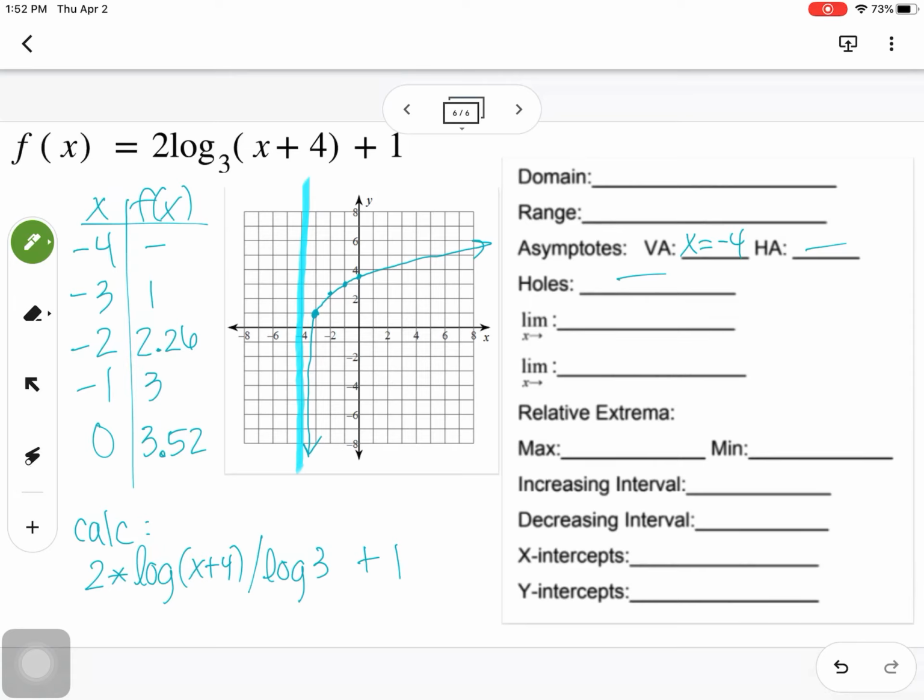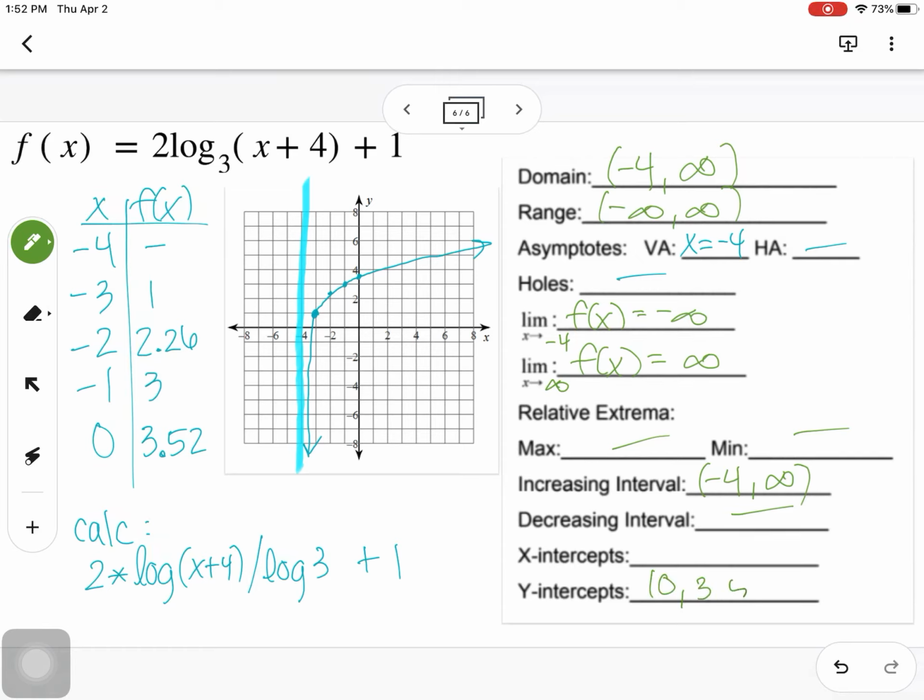For the domain, we could plug in anything to the right of -4 that we wanted. So it's from -4 to infinity, and it has to be a parentheses on that -4. Range is bottom to top, so it's -infinity to infinity because it goes down forever and up forever. On the left, it's going down forever, so it'll be -infinity. On the right, it's going up forever. I don't have a max or a min, and this one's only increasing, again, as you go left to right.